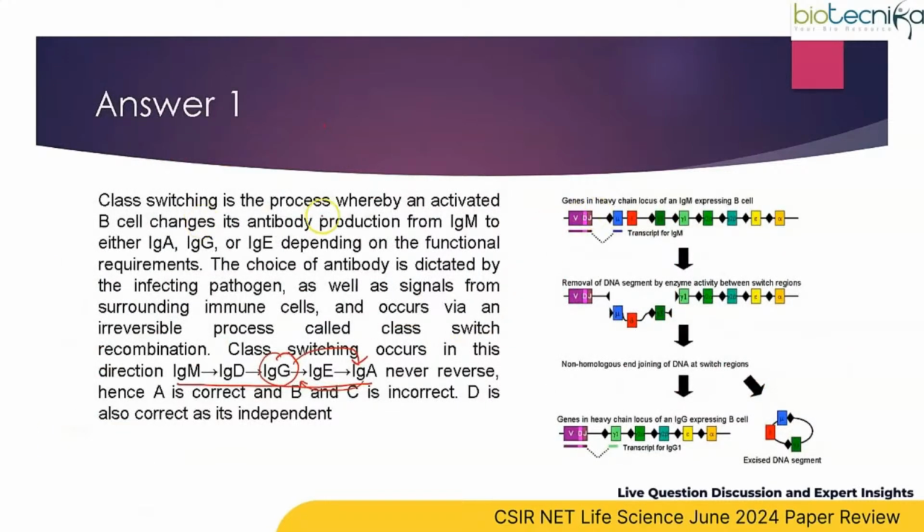Class switching is the process whereby an activated B cell changes antibody production from IgM to either IgA, G or E depending on the requirements of the cell. The choice of antibody will be influenced by the infecting pathogen as well as signals from surrounding immune cells. It occurs via an irreversible process, class switch recombination. It always occurs in this direction, never reverse. Hence A is correct, B and C are incorrect, D is correct as it's an independent event.